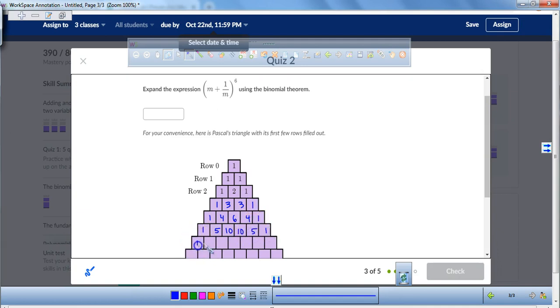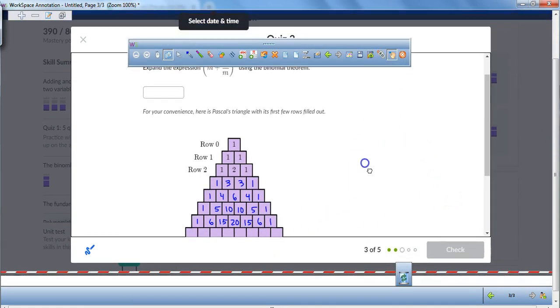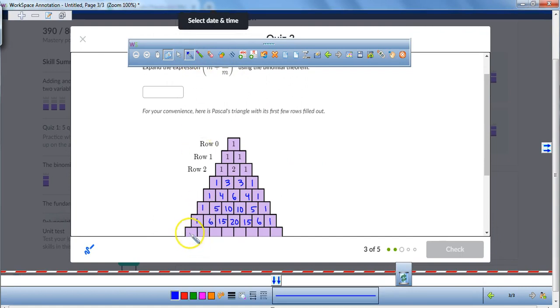1. And we're going to go 1. 1 plus 5 is 6. 5 plus 10 is 15. 10 plus 10 is 20. 10 plus 5 is 15. 5 plus 1 is 6. And we put a 1. Now if we kept going down just a little bit further, we could keep going. Technically, we got 1 plus 6 is 7. We've got 21, 35, 35, 21, 7, and a 1.